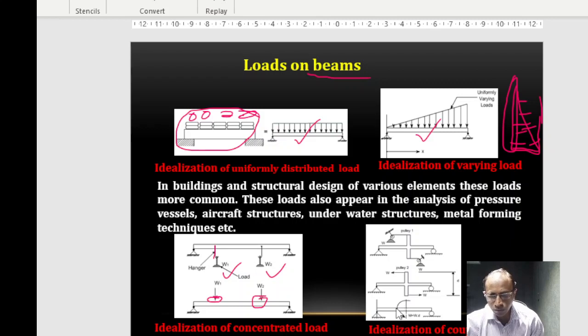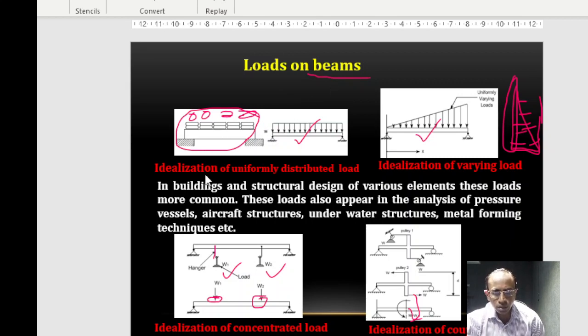This can be either in this direction or even this direction. Loads may not always be vertical downward; mostly they are, but sometimes they may be upwards also. Similarly here, this UDL may act upwards. This one also may act upwards, but most of the time it is in a vertically downward direction. This is how you represent different loads acting on the beams.